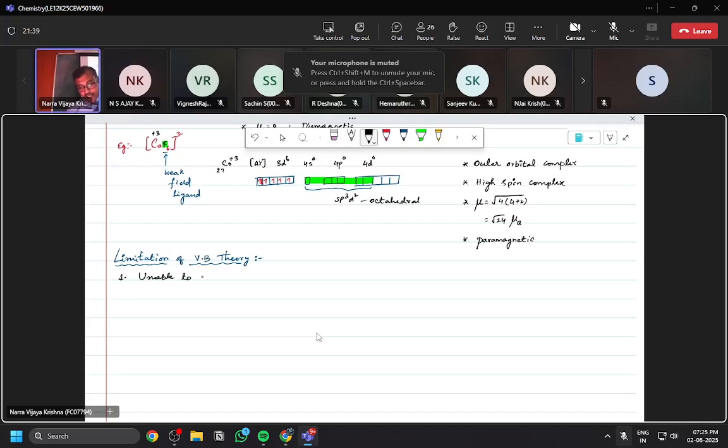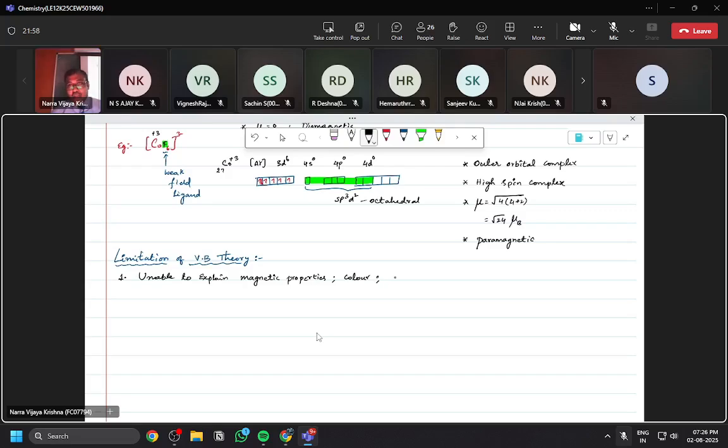It is unable to explain magnetic properties. Why few complexes are colored? Why few complexes are stable? Whether they are kinetically stable, whether they are thermodynamically stable, no explanation by using valence bond theory. First limitation.